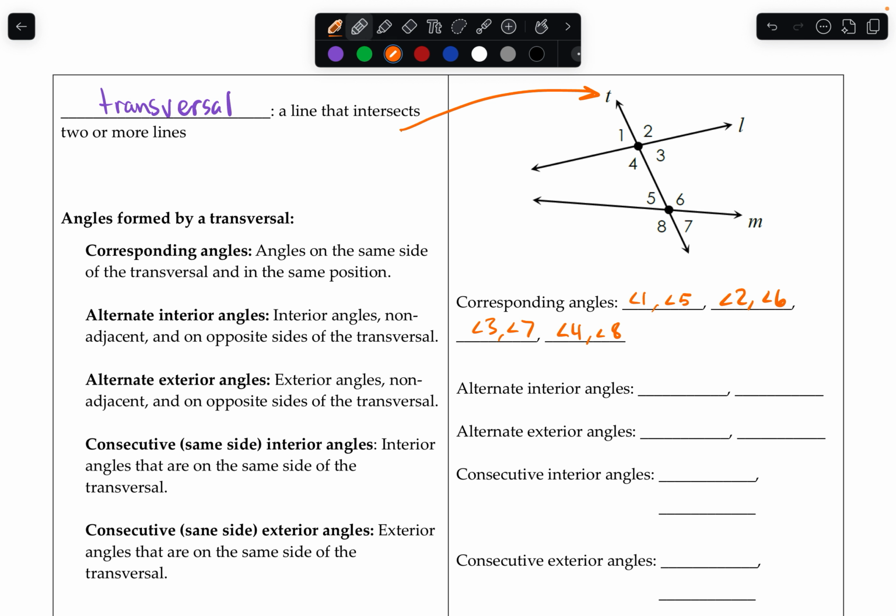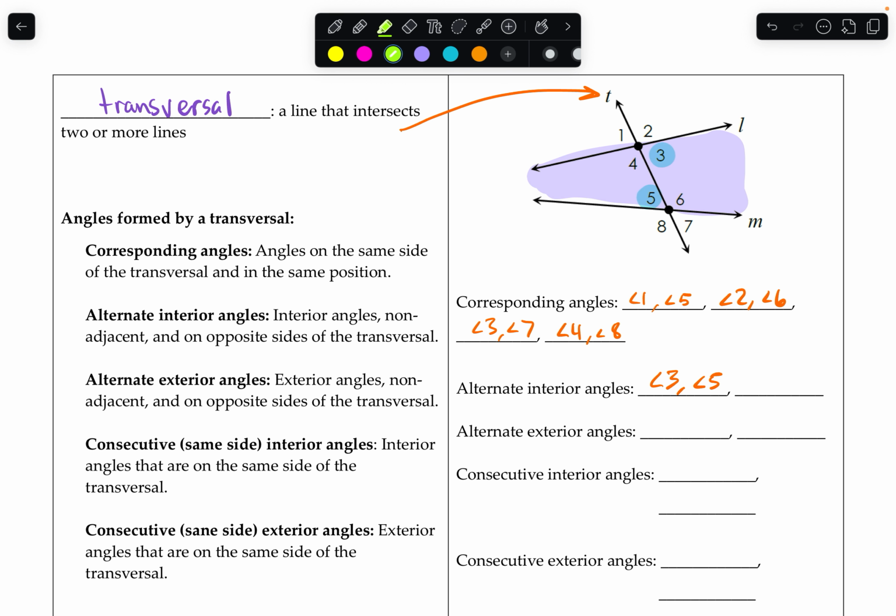So here's what's going to happen with alternate interior angles. Alternate interior angles are on opposite sides of the transversal, and they are inside those other 2 lines. So 3 and 5 are examples of alternate interior angles because they are both inside your 2 lines and on opposite sides of the transversal. Your interior is like in here. This is your interior. It's inside those 2 lines.